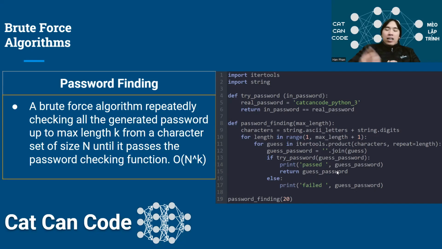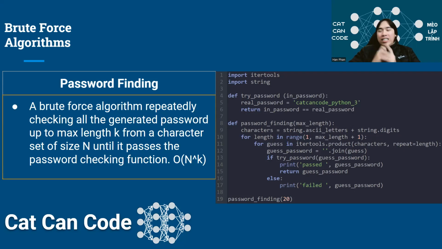And if it passed, so if it's matching, return true, and then I will return the guess password. It means I successfully cracked or found the password hidden by somebody else. Otherwise, I just keep printing fail, fail, fail with all the attempts that I have tried.